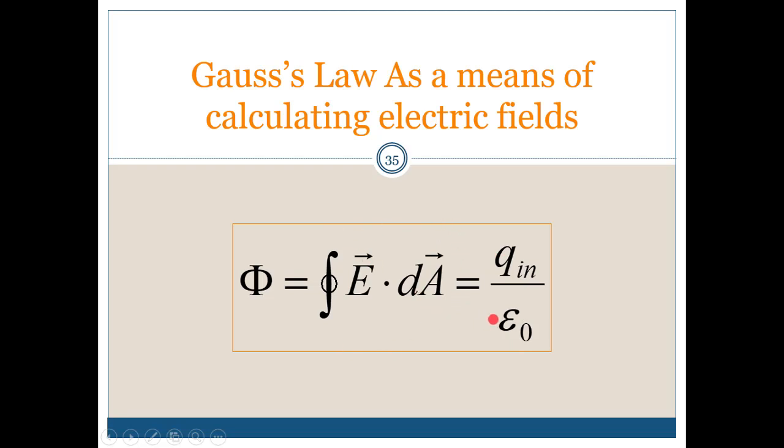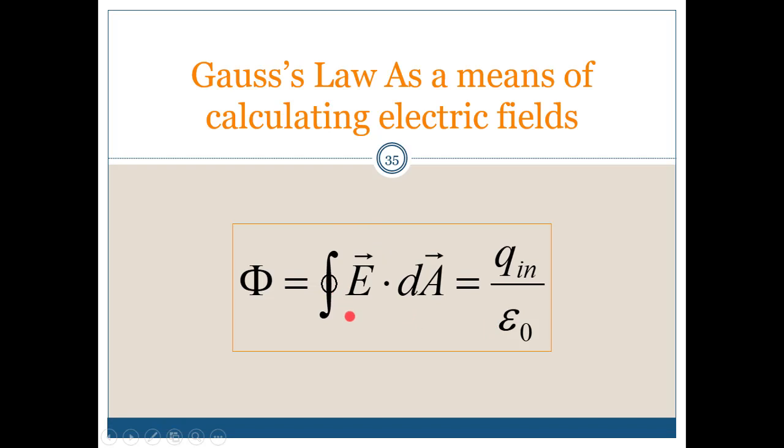But if there is a source of electric field inside that Gaussian surface, the surface of consideration, then the total flux is proportional to the charge that is inside the surface, and the proportionality constant is 1 over epsilon 0, the electrical permittivity of air. All right, so this Gauss's law is a flux calculation.